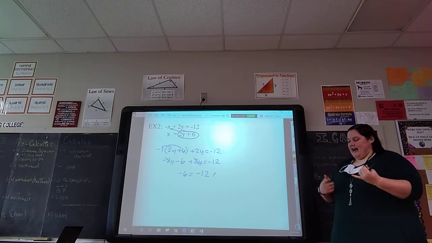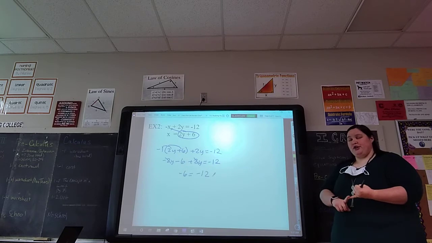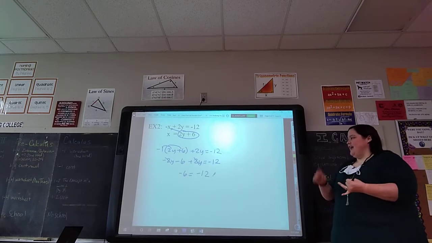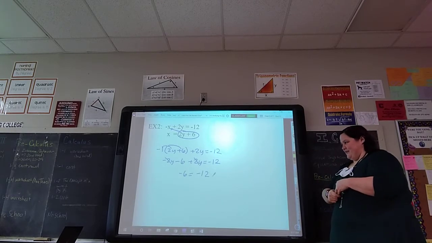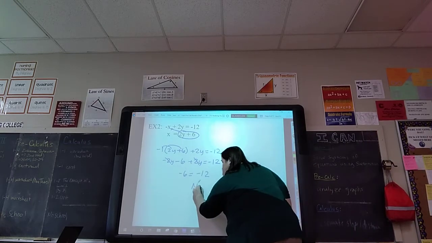So then what you have to look at is, what I have left, is it true or false? If it's true, then it's an infinitely many solution system. If it's false, it's a no solution. So if I look at what I have, is negative 6 equal to negative 12? No. So then this would be no solution.